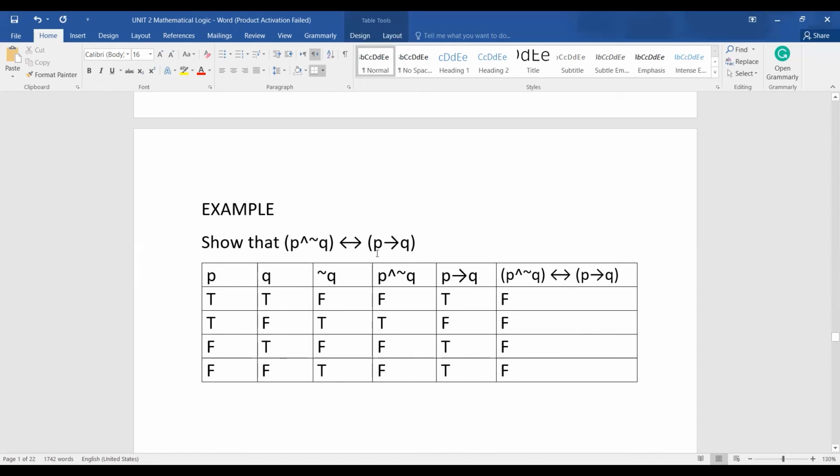Next, we have P conditional Q. We will write the possible values for P conditional Q. Last, we have the statement given in the question: P and negation Q, biconditional P conditional Q. Here we'll again solve it, and we found that all the statements are false. So this is called a contradiction. This statement is a contradiction because in the last column, all the values are false.